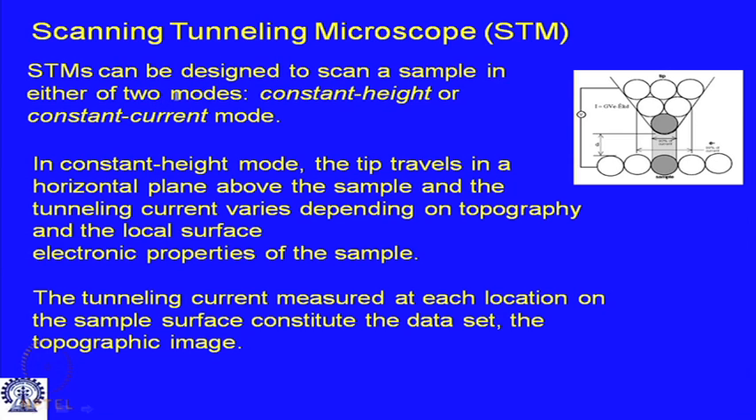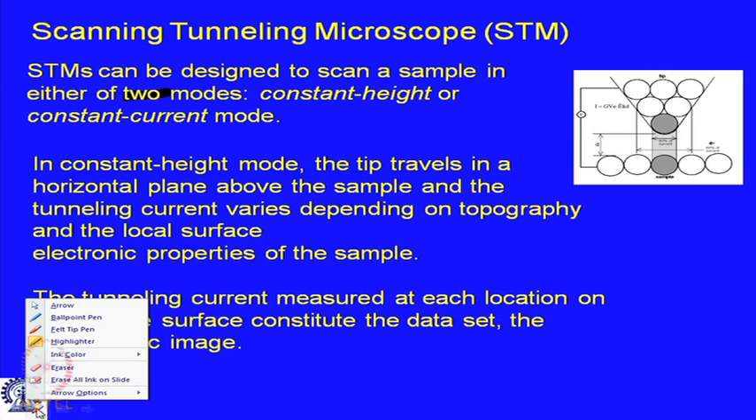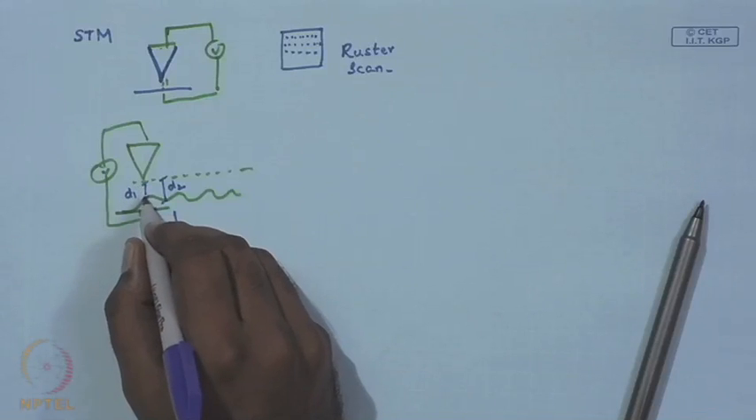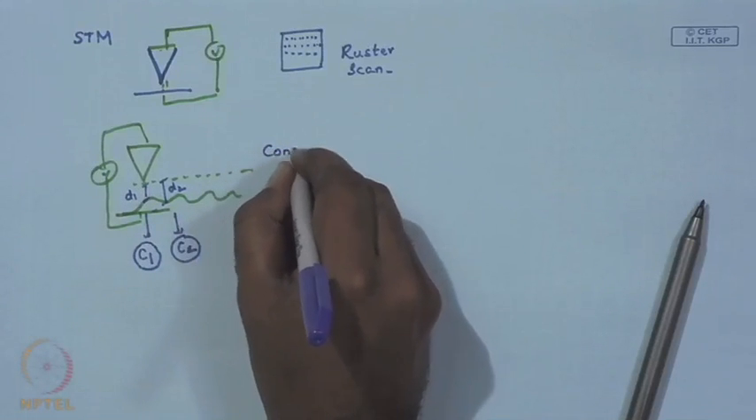STM can be designed to scan a sample in two possible modes. Okay. So, this is important. You can have two different modes. One is the constant height mode, and the other one is the constant current mode. The one we briefly described over here is actually the constant height mode.